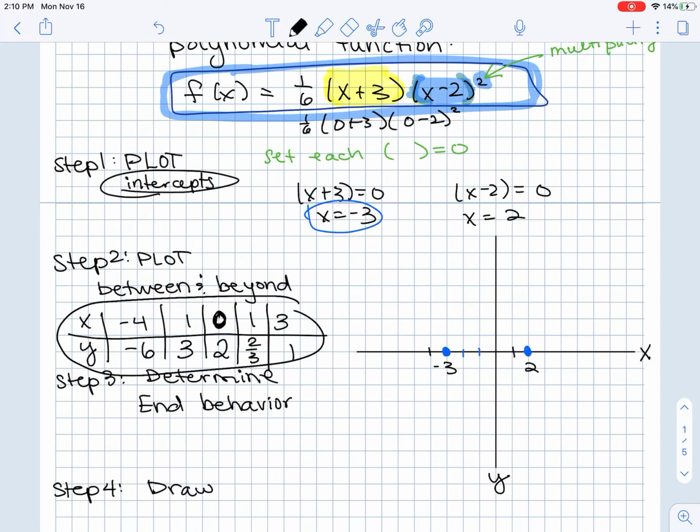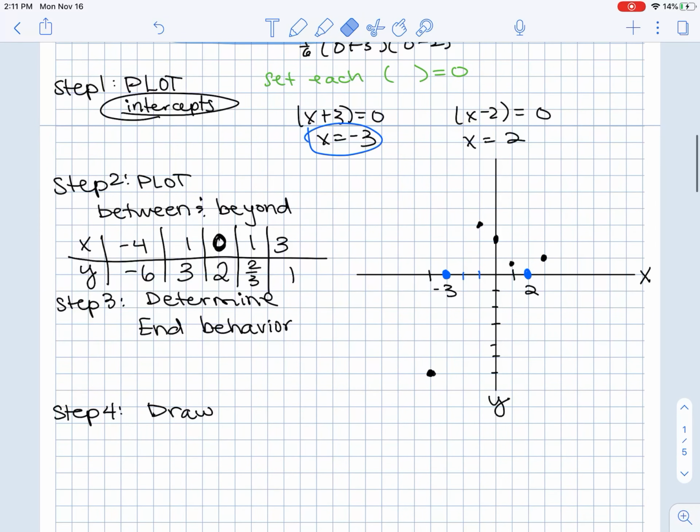So I'm just going to graph those and plot them on my graph here. So we're going to go negative 4, negative 6. So 1, 2, 3, 4, 5, 6, comma negative 4; 1, comma 3; 0, comma 2; 1, comma 2/3; and 3, comma 1. Okay, so those are some of the points that we just plotted. We're good on that.